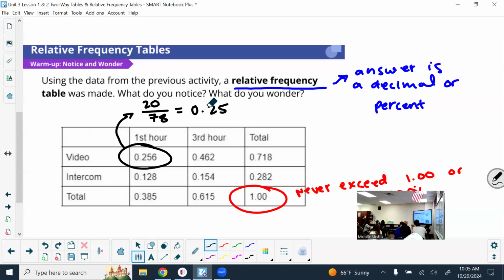When I do that, I get 0.256 rounded. If I wanted the percent, it would be timesing by 100%. And here's the equivalent percent. So on your test, just look at your answers. Do we want it as just a decimal or does it want it as the percent? Yes, technically this is also a decimal, but there's a difference. There's a process. Did you just divide it or did you also multiply it by 100%? All right. Any other notices or wonders out there that we'd like to share?